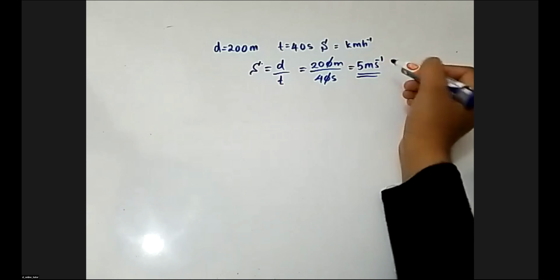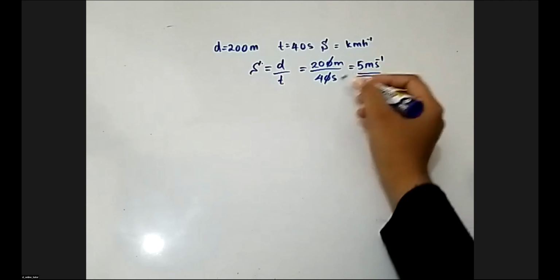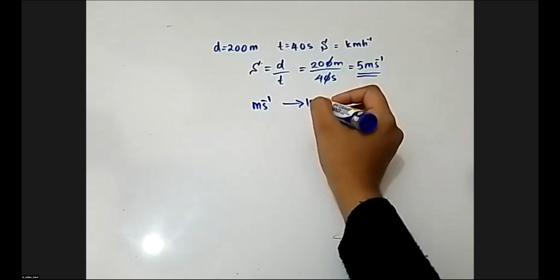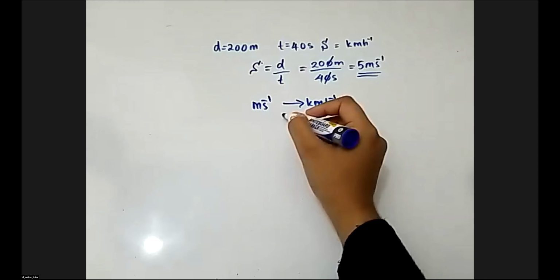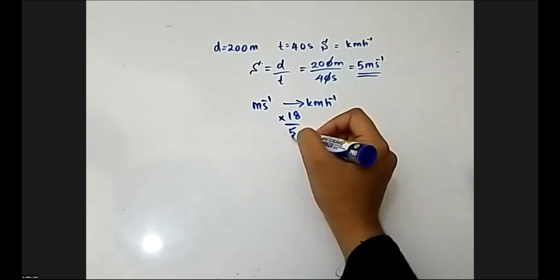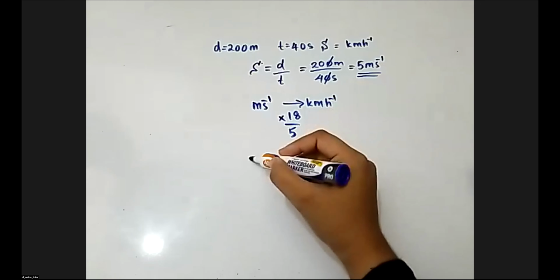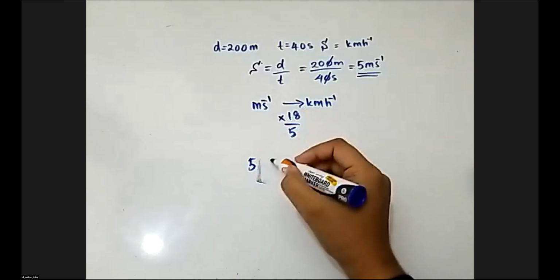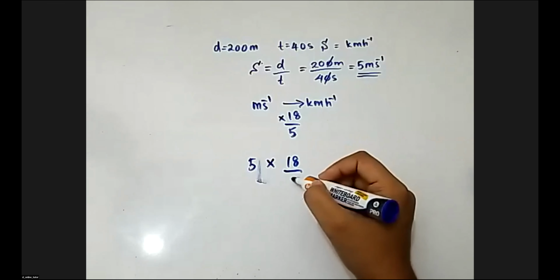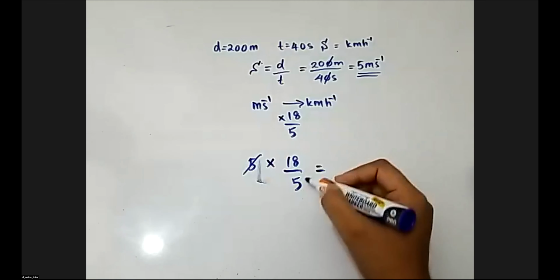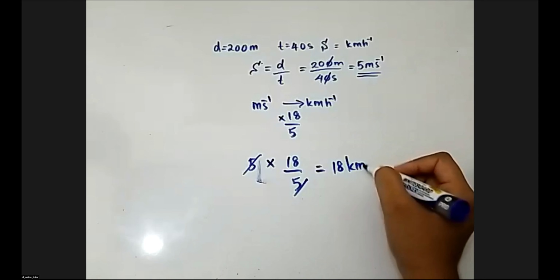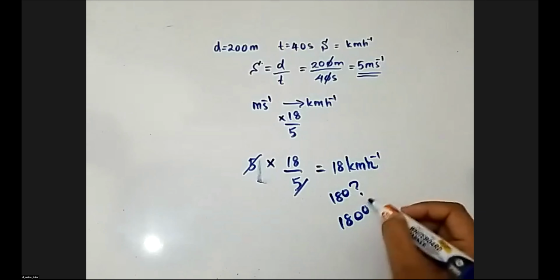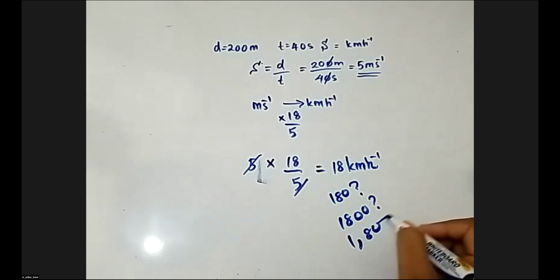But this is not the answer because they have asked to convert it to kilometers per hour. If you are converting meters per second to kilometers per hour, you have to multiply by 18/5. Now, this is 5 meters per second. This one you are converting to kilometers per hour, then you multiply by 18/5. Now you are getting the answer directly, 18 kilometers per hour. So how did you get 180? How did you get 1,800? Luckily, you didn't get 1,800,000 or something.